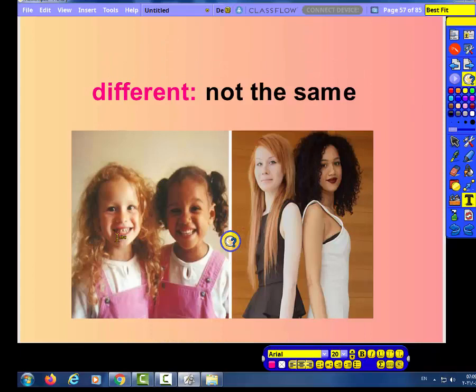Yes, look at these two sisters. They are different. Repeat after me. Different means not the same.